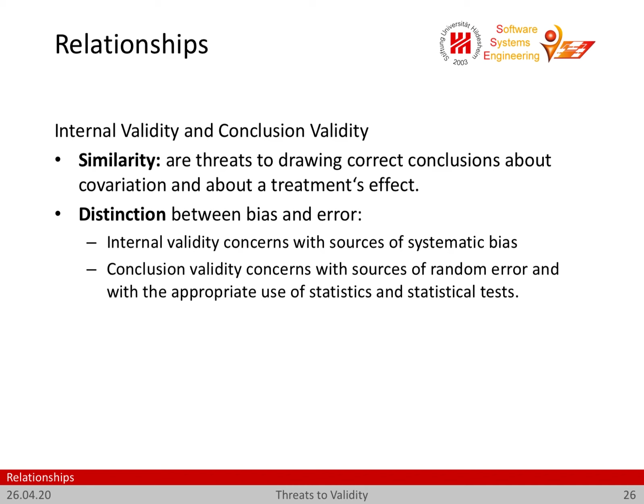Internal validity concerns really with sources of systematic bias. We have a fundamental problem in interpreting the experiment. That's why we may make incorrect causal conclusions. On the other hand, conclusion validity concerns sources of random error and the appropriate use of statistics and statistical tests. So it's a very different field. It's a precondition for conclusion validity, but by itself, it's looking into a completely different direction.